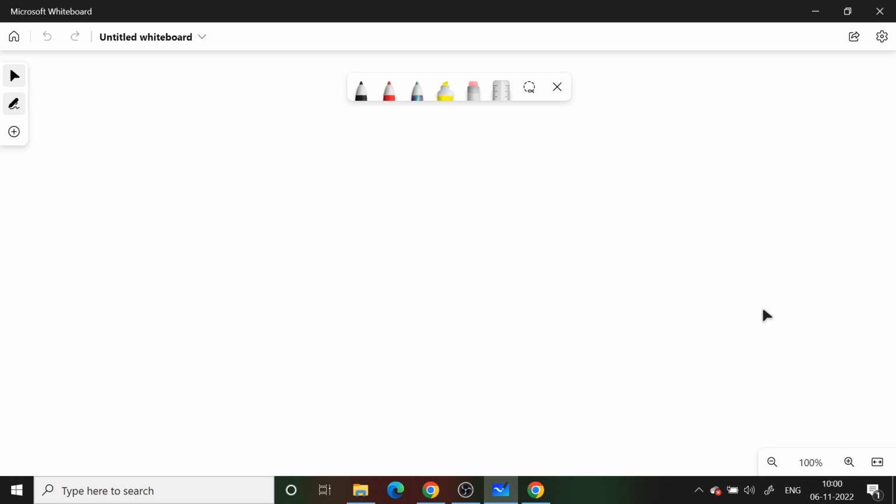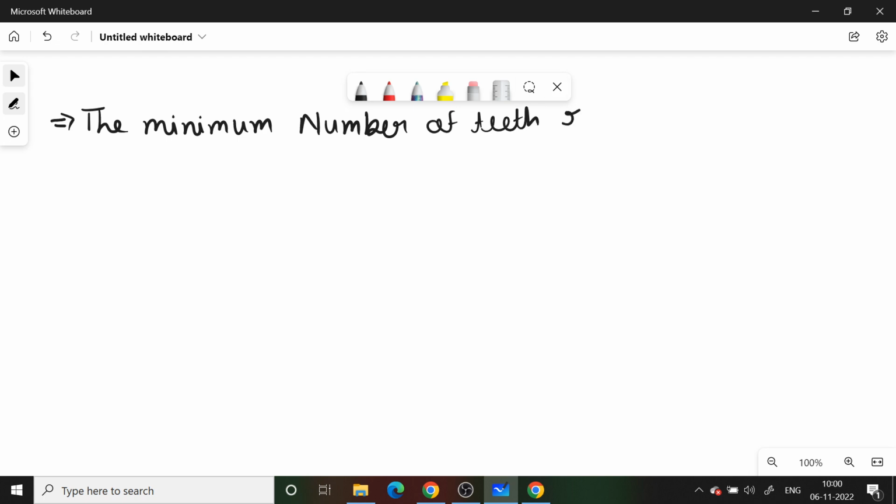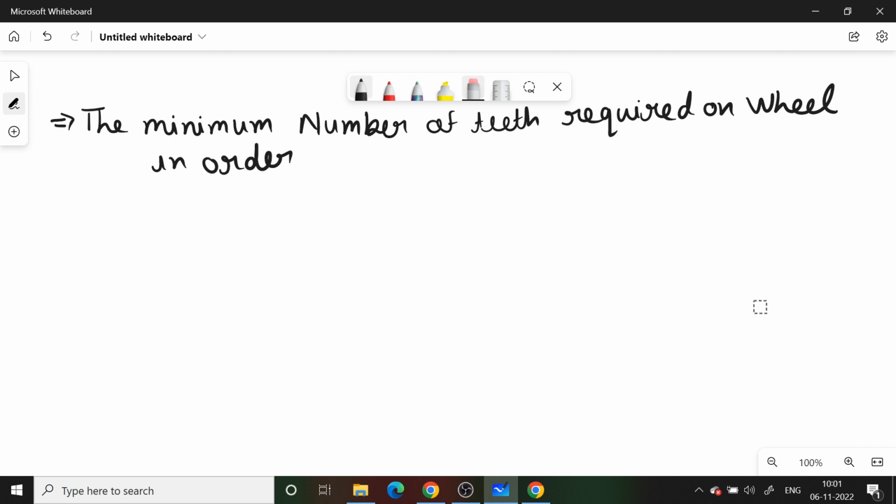लास्ट लेक्चर में हमने डिस्कस किया था the minimum number of teeth required on the pinion in order to avoid interference. Today's topic is the minimum number of teeth required on wheel in order to avoid interference.